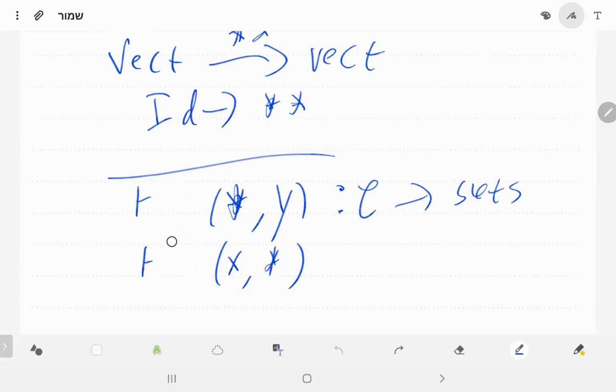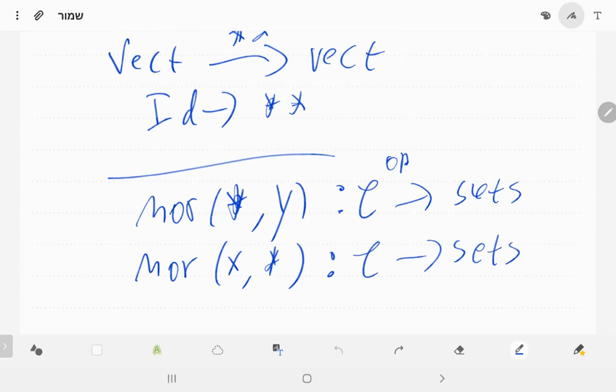Maybe I should write it more generally. Okay, now I have to be careful. This is from C opposite to sets because it reverses arrows, and this is from C to sets. But if I'm working in an additive category, then these functors go to abelian groups, and here I have the forgetful functors from abelian groups to sets.